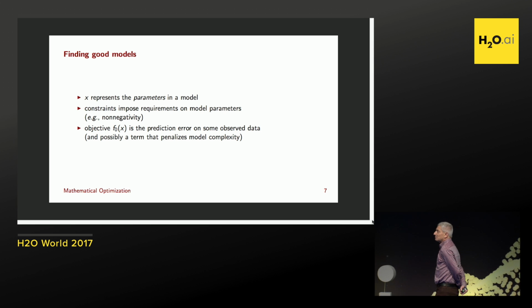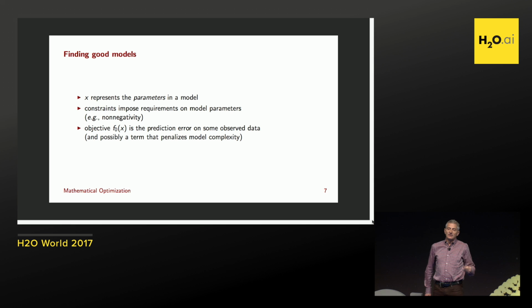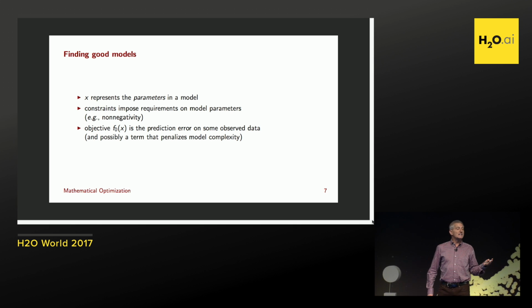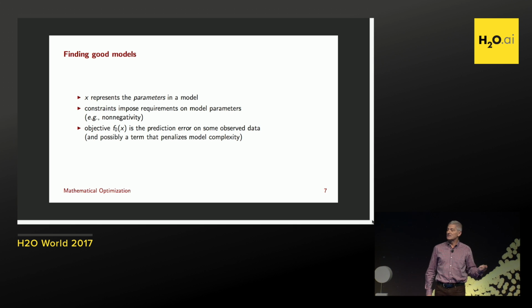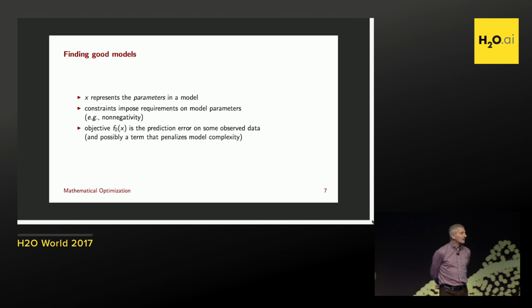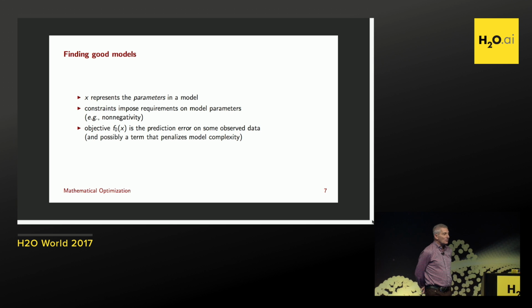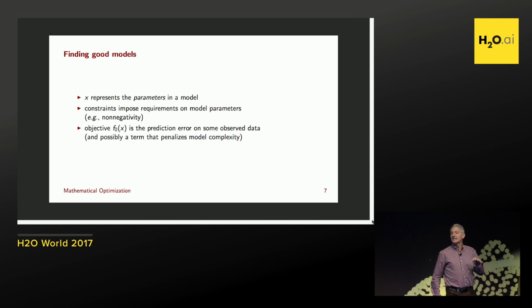Now the constraints impose requirements on them. If you are, for example, estimating a covariance matrix, it has to be positive semi-definite. If you're estimating powers or fluxes, they have to be non-negative, for example. And then the objective is a combination of two things. It's the prediction error on the data you have. Obviously, you want to choose parameters so that your model fits the data you've seen.